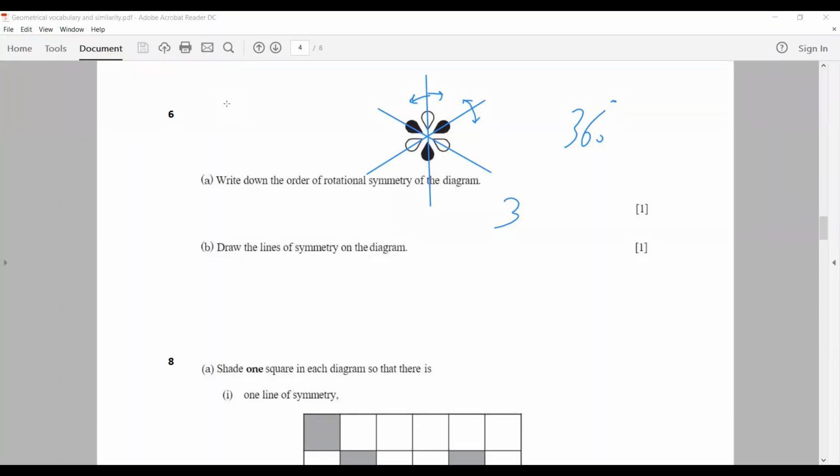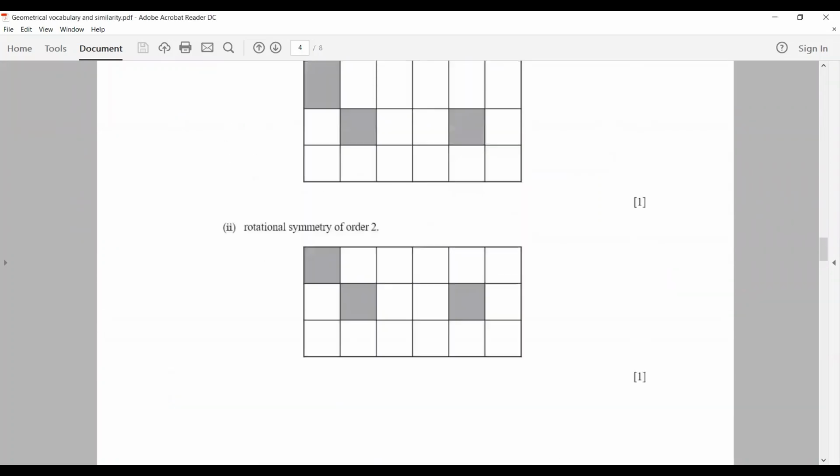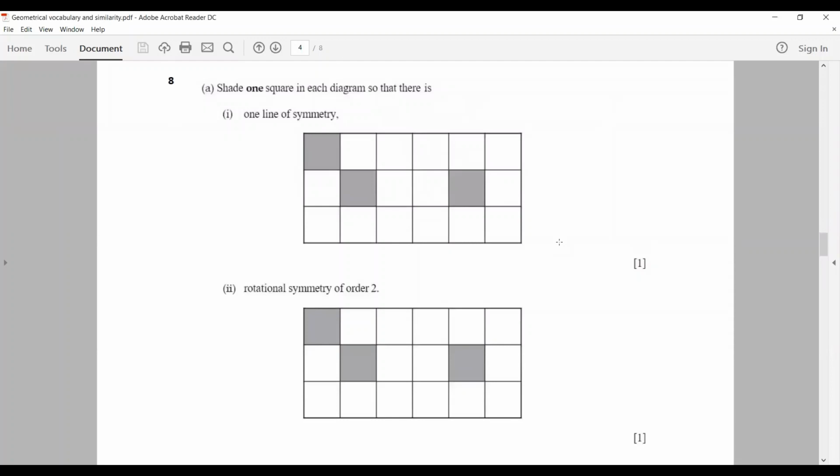Moving on to question number 8. Okay, I believe this is the last question for symmetry. Then we go to similarity. All right. This is an interesting question. They said you shade one square, and as a result of that, this diagram or this shape will have one line of symmetry, only one line.